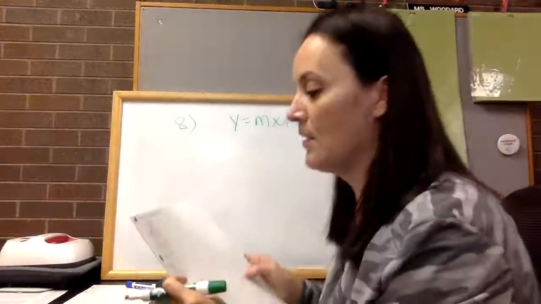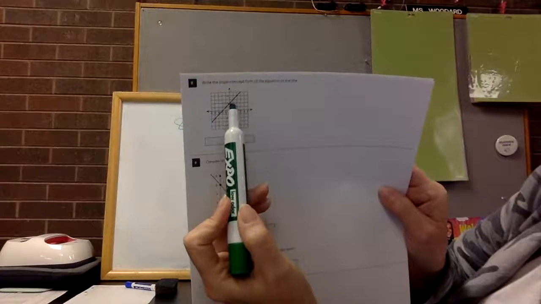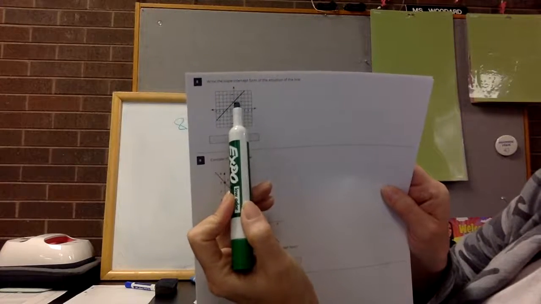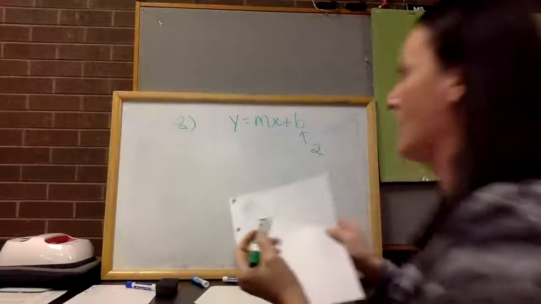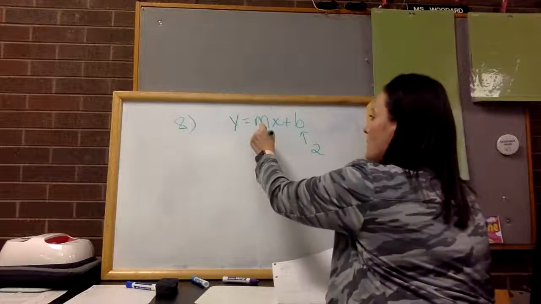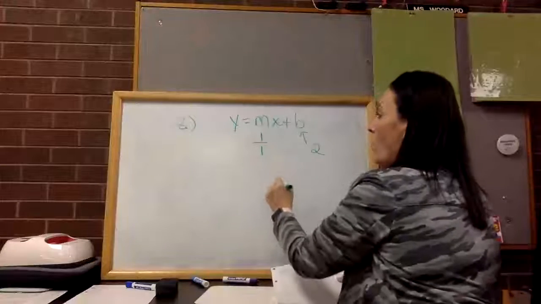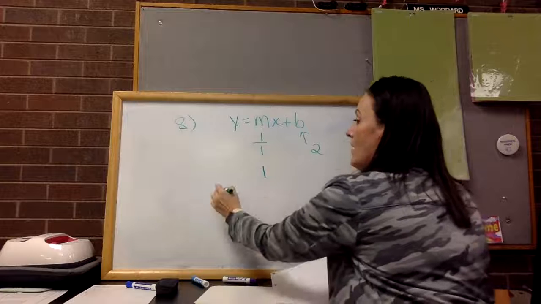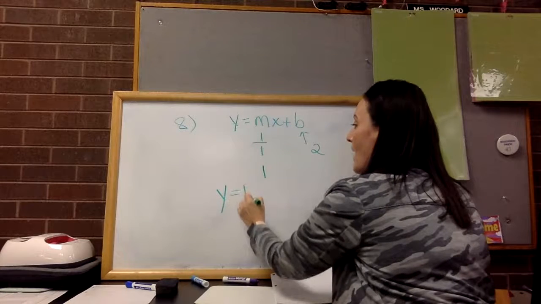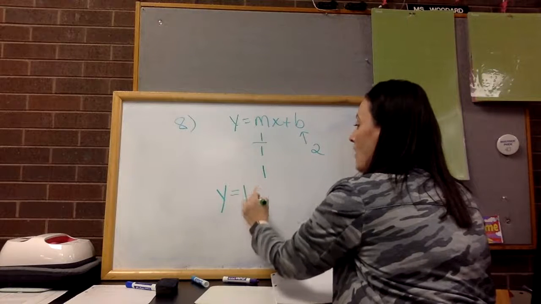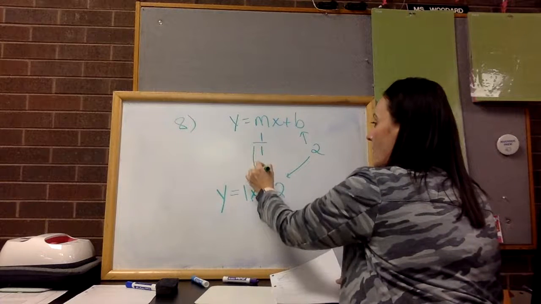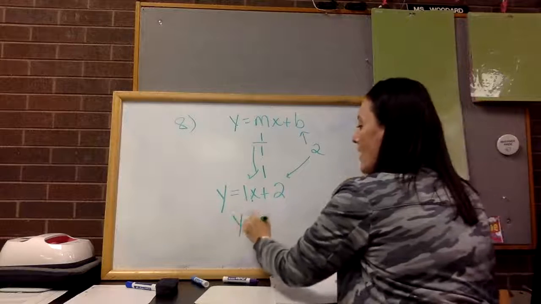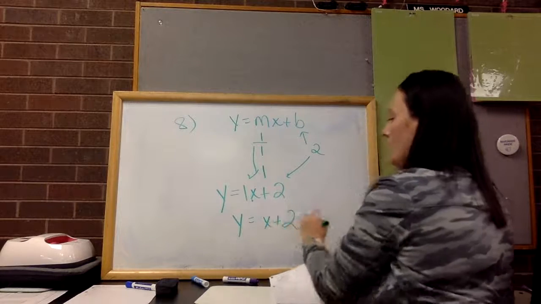The next thing I'm going to do is look at the slope of this line. When I go from 2 to the next point, change in y looks like I'm going up 1, and change in x looks like I'm going over 1. So up 1 and over 1 is just 1. In slope-intercept form, I have y equals 1x plus 2, putting in the slope and the y-intercept. So I have y equals x plus 2.